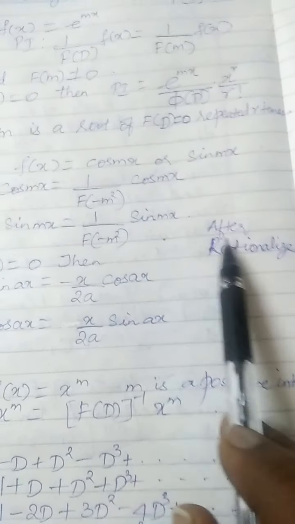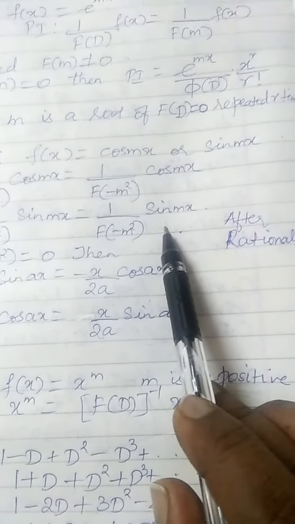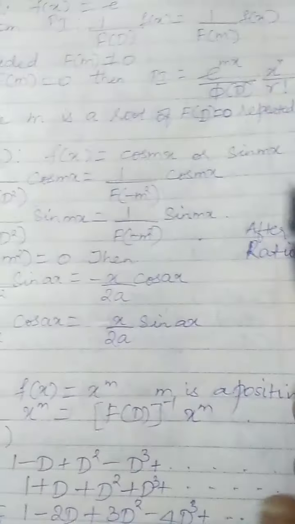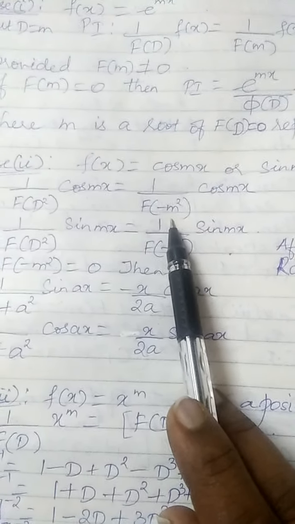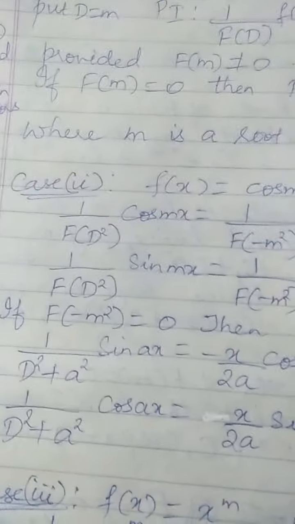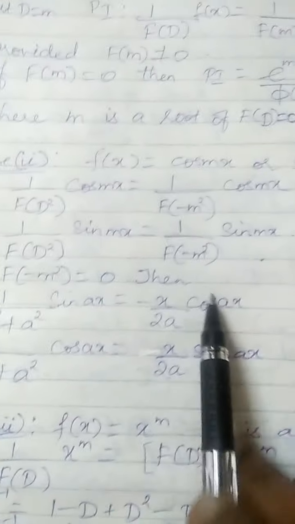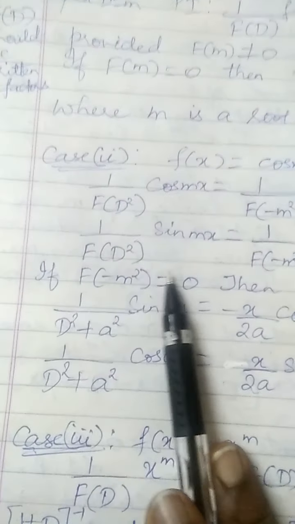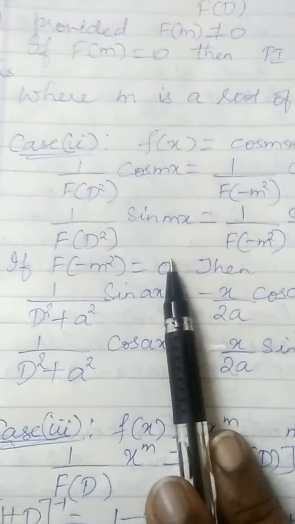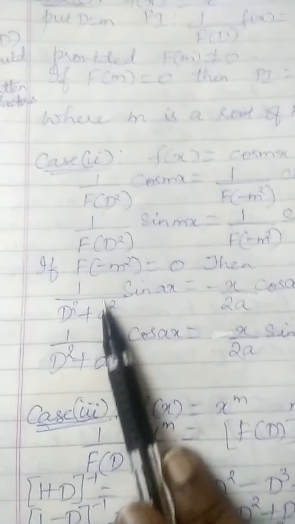We need to note that after substitution, we have to sometimes rationalize to make D as D square and again substitute for D square term. So whenever we are using case 2, we can substitute only for D square. So to make D as D square, we have to rationalize. We will discuss it in the problems.